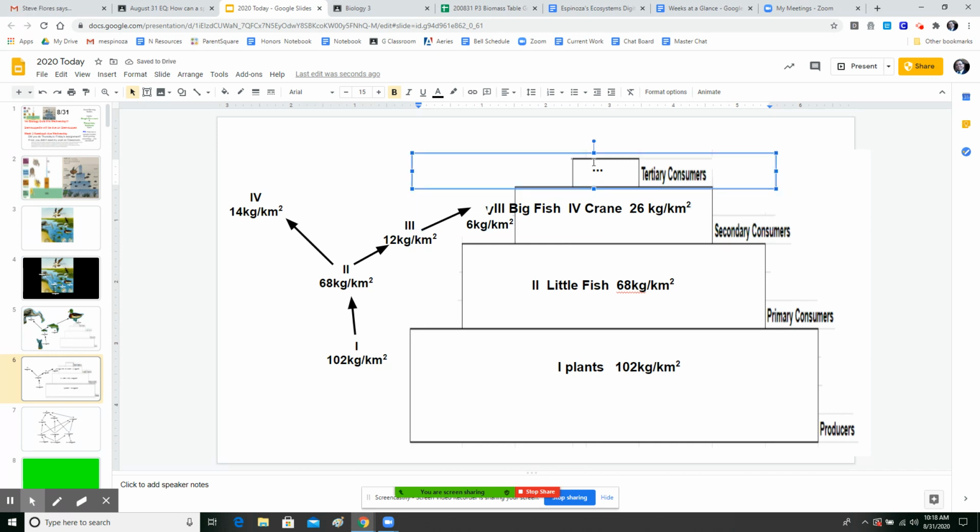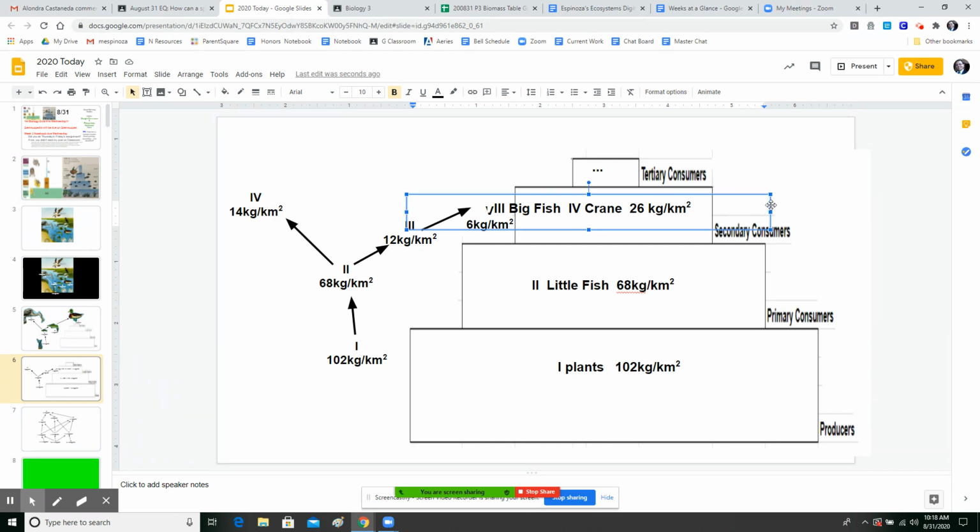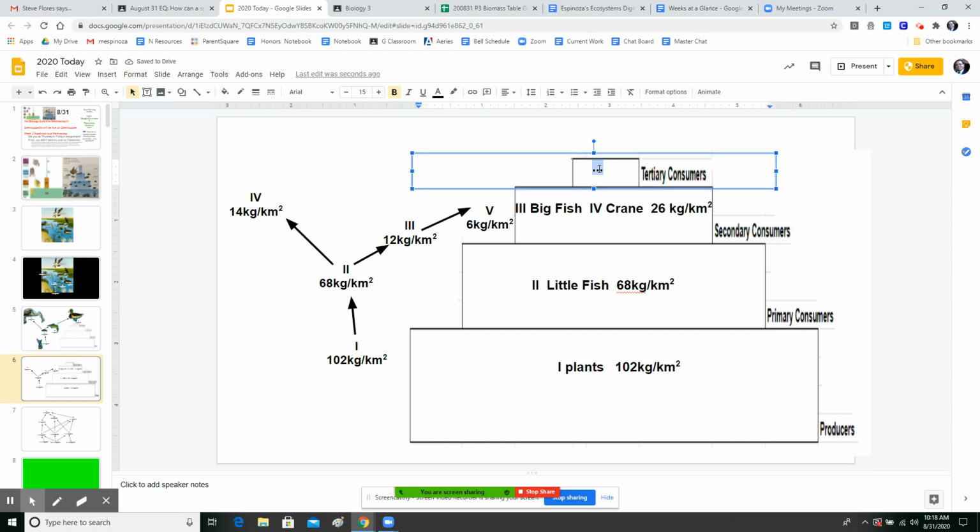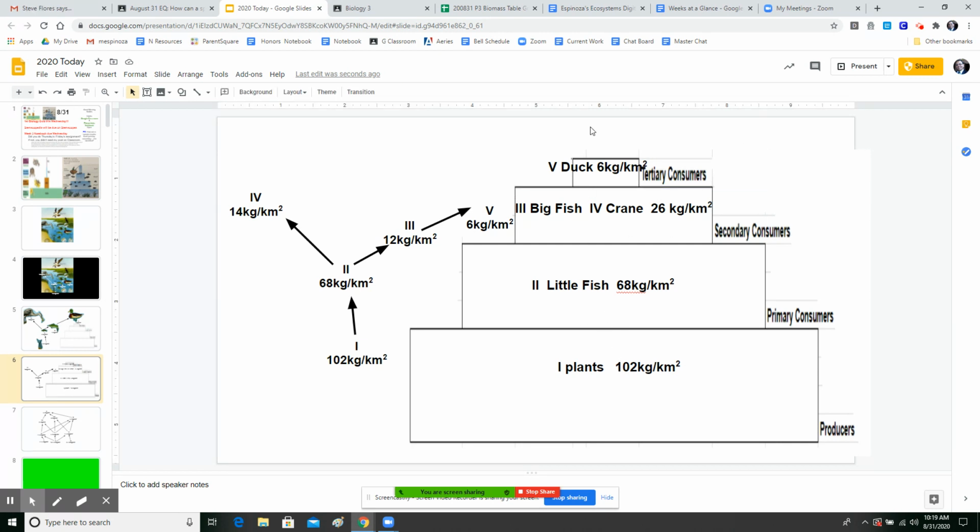And last but not least. Ooh, it's overlapping. Let me move it over like that. Yeah, close enough. All right, perfect. It almost fit. And the tertiary consumer eats the secondary consumer. So the secondary consumer was the big fish and the crane. The big fish is being eaten by number 5. So number 5 is the tertiary consumer, the duck. And the duck's 6 kilograms per kilometer squared. All right, so that is how we will fill out a biomass pyramid based on this model.